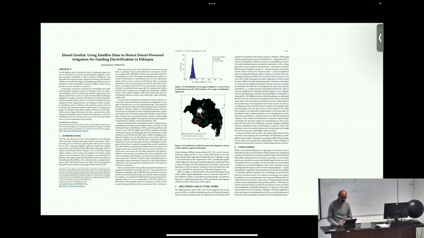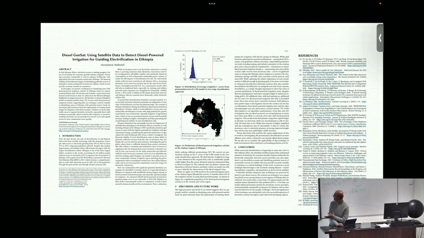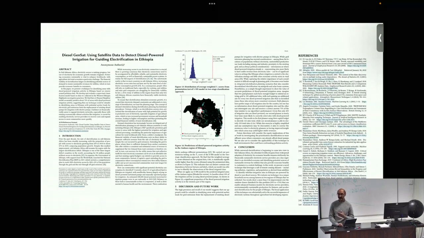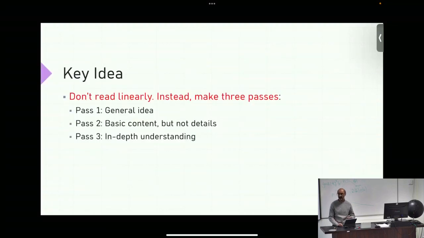You shouldn't do that because a paper has structure too. You have a title, you have an abstract, you have figures, you have conclusion, you have references, right? So what you want to do essentially, just like a bill, is read the important stuff first. So that's basically the idea. Don't read linearly. Instead, make 3 passes.